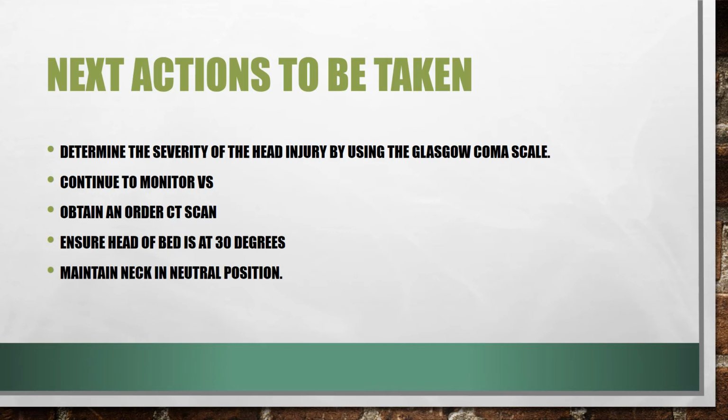The next actions that need to be taken, well, of course, we're still going to be determining the severity of the head injury by using the Glasgow Coma Scale. We're also going to be having JR on the vital monitors and making sure that we're getting adequate vital signs throughout. This is where we might be obtaining that order for a CT scan, also with the possibility of increased cranial pressure. We're going to make sure that the head of the bed is up at least 30 degrees and that his neck is maintained in a neutral position.